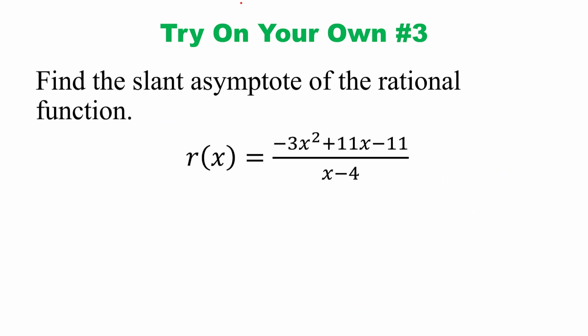So try on your own number 3. Find the slant asymptote of the rational function r of x equals -3x squared plus 11x minus 11 over x minus 4.